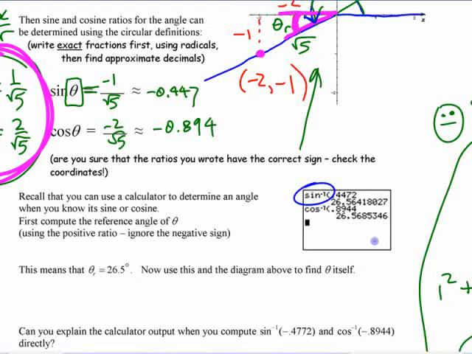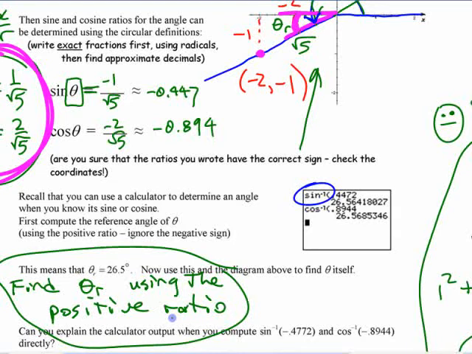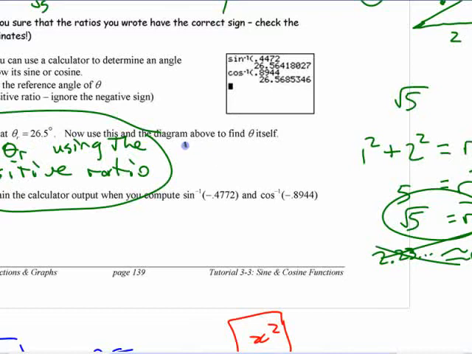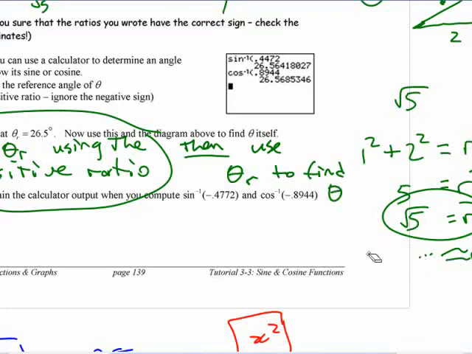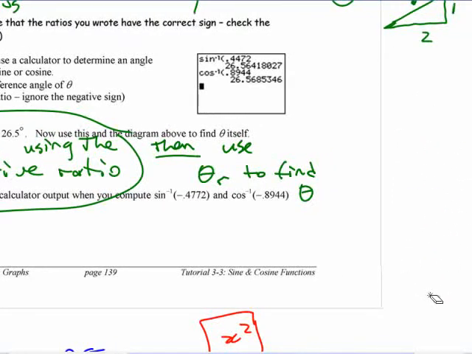Find, and you should maybe write it somewhere, find theta r using the positive ratio. This is our strategy here, okay? Then use theta r to find theta. That's the strategy. You did this all the time in grade 11, but you probably didn't realize what you were doing. Then use theta r to find theta.